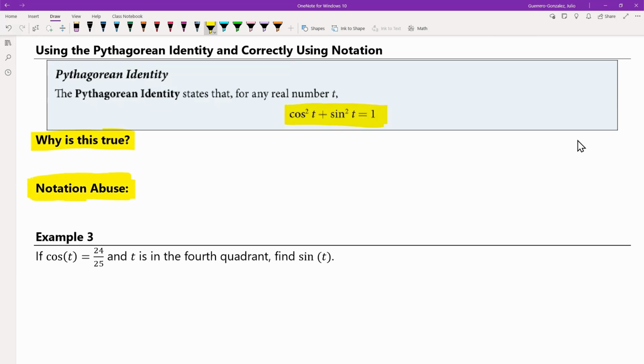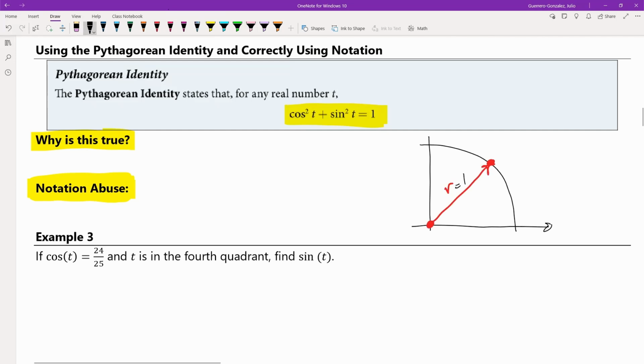We've already seen some notation abuse happen when we were talking about inverses. Okay, this is another one. First of all, let me cover why this is true. If we go back to our unit circle, I'm going to draw it way over here. Here's our unit circle. We know that this radius from here all the way out to here, that r, is equal to 1.